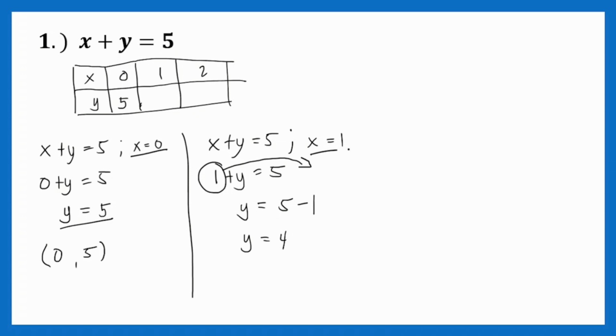Ayan. So, ito ang x, ito ang y. Gawa ka ng ordered pair. That is 1, 4. Ayan. So, ito yung second point natin. Ilagay mo rin yung y dito sa table of values natin. Ayan. 0, 5, this one. 1, 4, this one. Ayan.